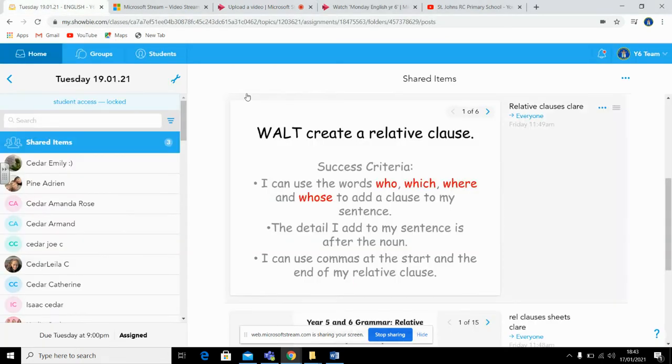So today you're going to be looking at how to create a relative clause. By the end of the lesson, you'll have recapped and consolidated your understanding of relative clauses, because we felt, Miss Malik and I, that that was something we needed to work on. You'll be able to use the words who, which, where and whose to add a clause. And you'll be able to add detail to your sentences and use commas at the start and the end of a relative clause, okay?